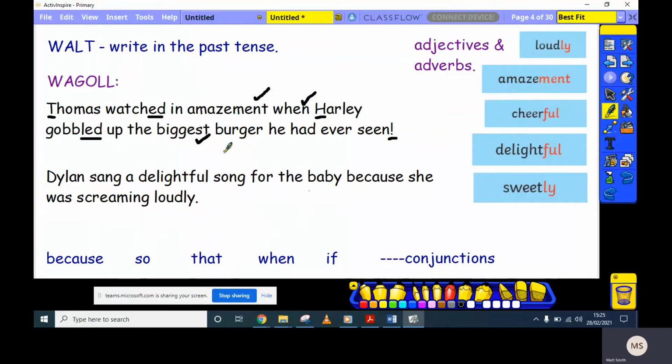Right, so delightful. I've managed to get delightful in. That's there. I've managed to get a conjunction in, because, and I've managed to get another little adverb in to give more information, more detail. Now, I must check because my learning objective is that my verbs need to be in the past tense. Let's have a look. So, Dylan sang. Well, if he's already sang it, that means he's already done it, doesn't it? So that is correct. It's in the past tense. So that's all good. A delightful song for the baby because she was screaming loudly. And there you go. 2 really cool examples of pulling on our year 2 suffix word bank, getting some conjunctions in our writing, and also making sure that we are writing in the past tense.